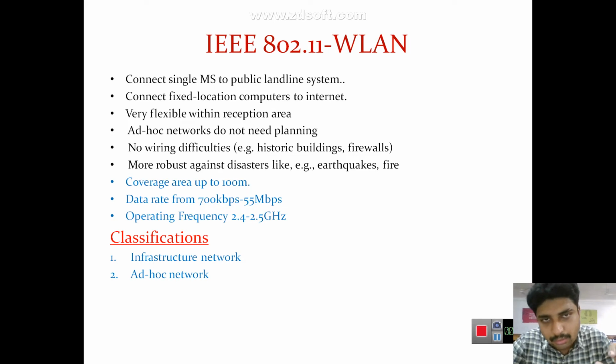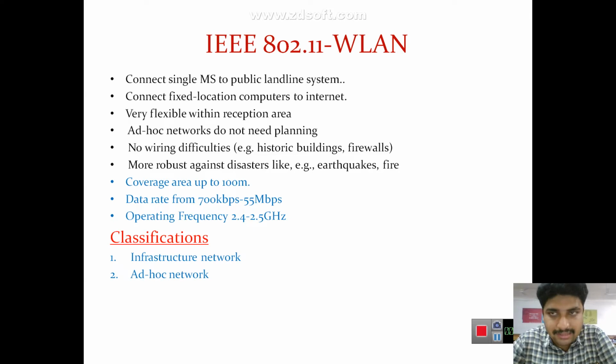First of all, what is a local area network? I already discussed, it covers only a small location or small area. Then operating frequencies: it generally works in the 2.4 GHz ISM band frequency, that is the industrial, scientific, medical band. So these are the operating frequencies of the wireless local area network.